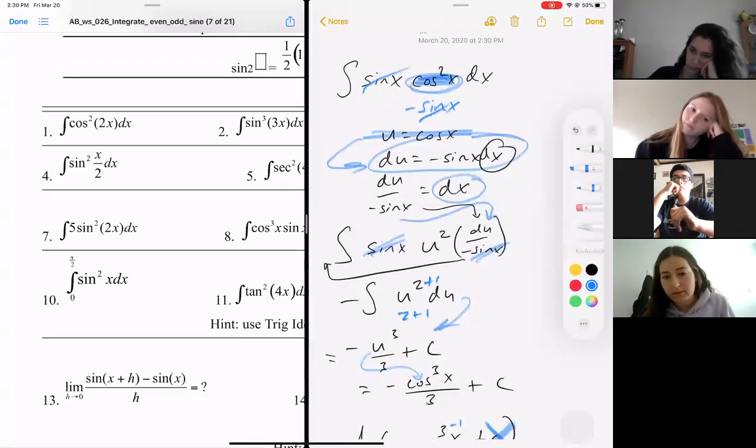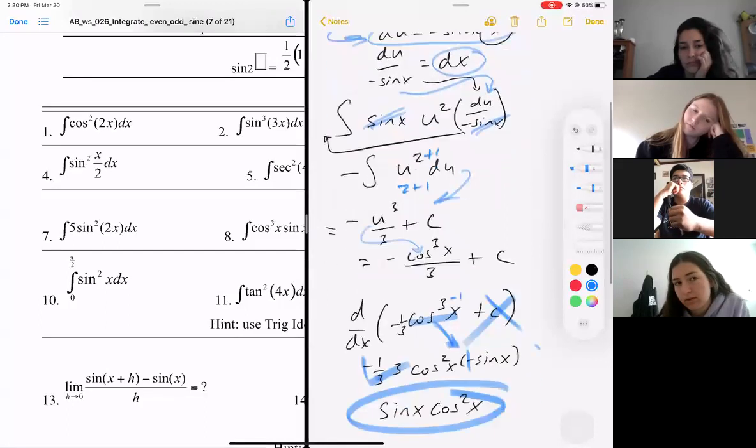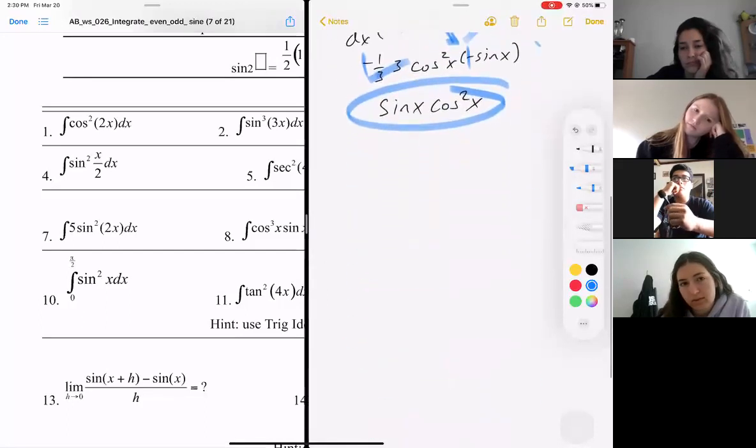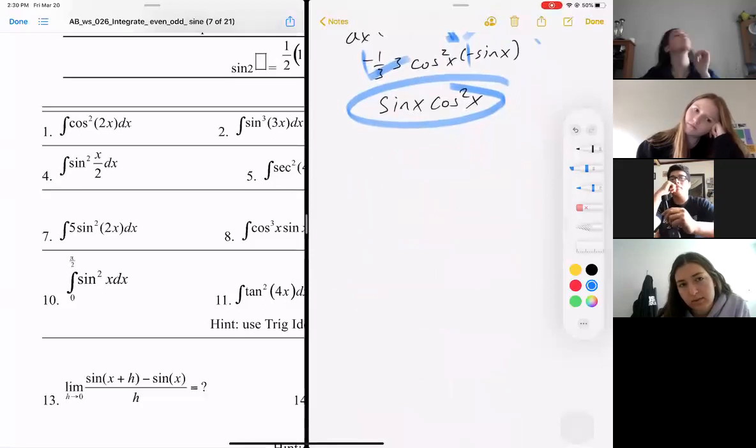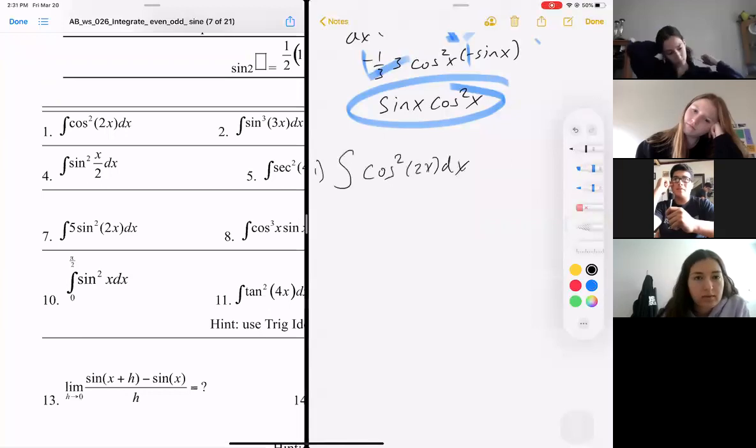So u substitution is pretty nice. It can be really, I would say, fairly useful oftentimes. But if you look at my problem on my left, number 1, cosine squared, that problem isn't a u substitution problem. Problem number 1 is not a u substitution.